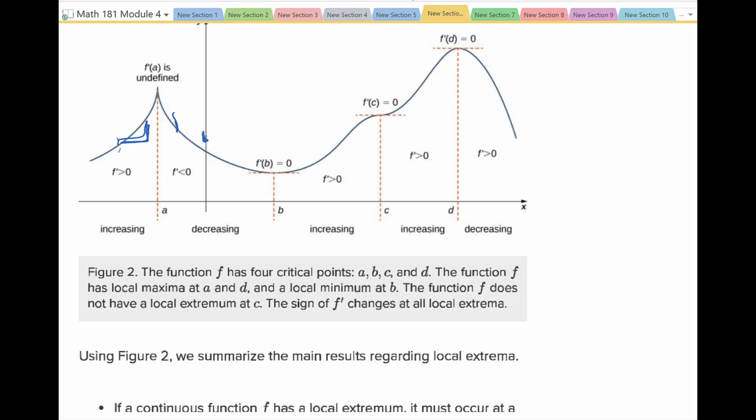And if you want to get the actual values, I worked it out, but f of negative 1 is positive 4, and f of 3 is negative 28. So you have a local max at negative 1, 4. You have negative 1, 4, that's the ordered pair. A local minimum at 3, negative 28. Okay. Let's go on.